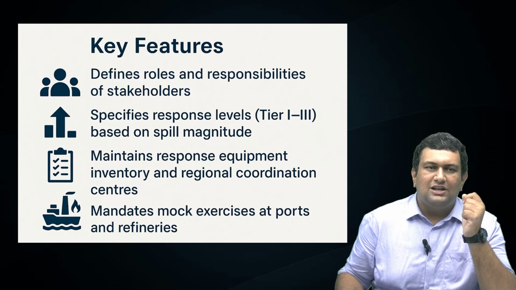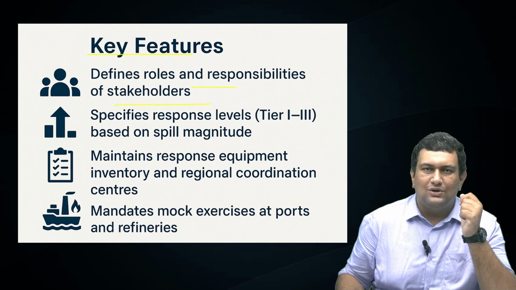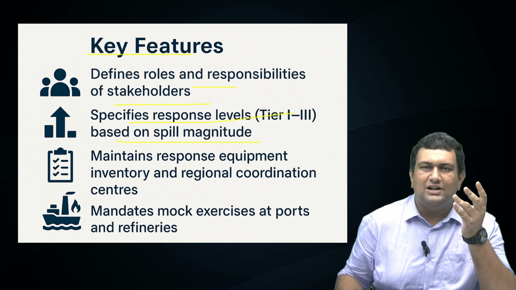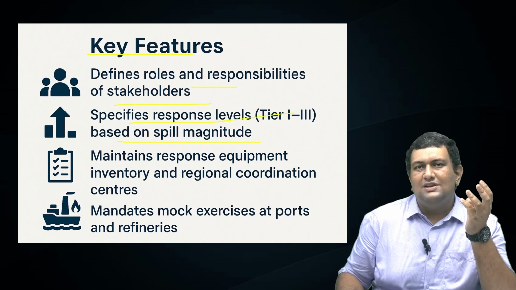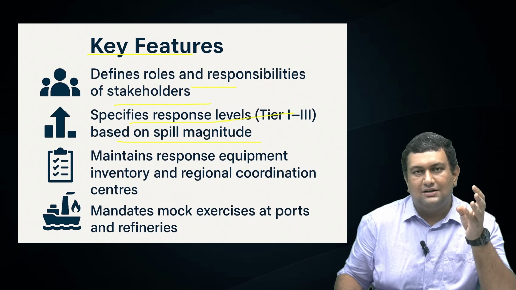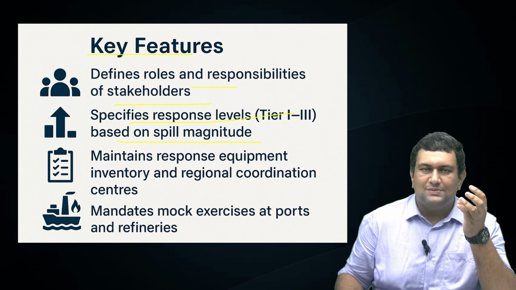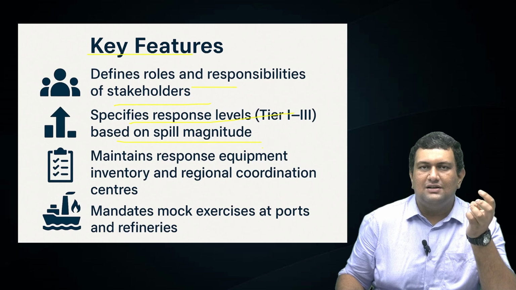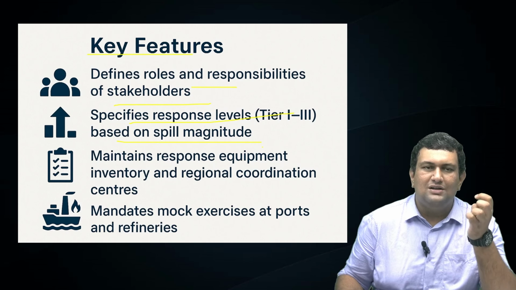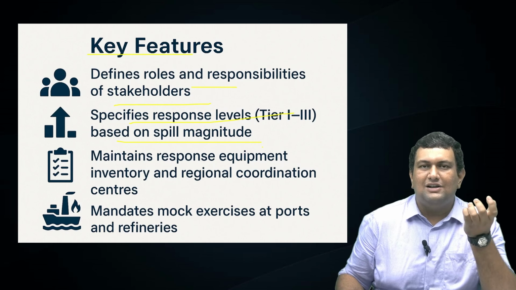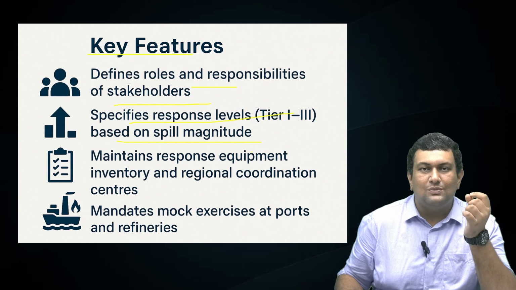So we'll see about the key features. First thing, it defines the roles and responsibilities of stakeholders. Second, it specifies response levels based on spill magnitude. So there are basically three tiers: Tier 1, Tier 2 and Tier 3. Tier 1 means the local in-house measures are sufficient to tackle the spill. Tier 2 means a larger area, where regional or national cooperation is required. Tier 3 is of a greater magnitude where international cooperation may be required for managing this spill.